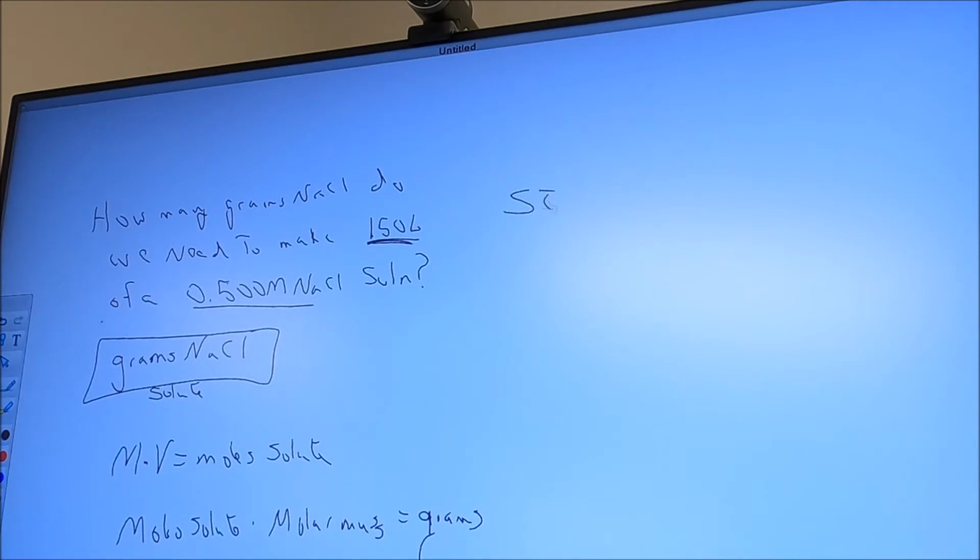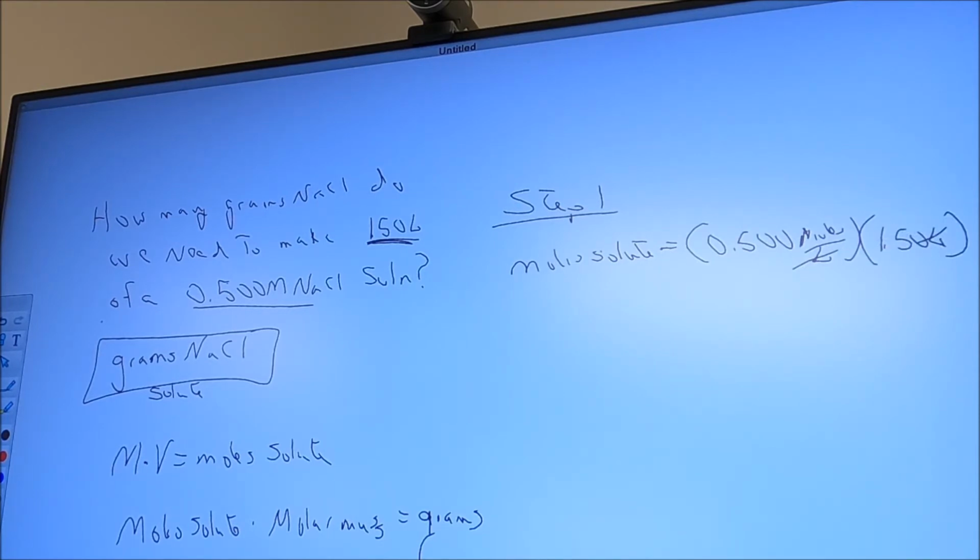So my step one is going to be calculating moles of solute, which is going to be 0.500 molar, which remember stands for moles over liters, times the volume, 1.50 liters. Notice liters and liters divide out, I'm going to be left in moles.